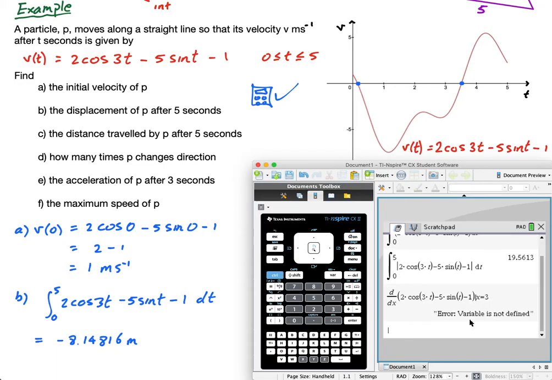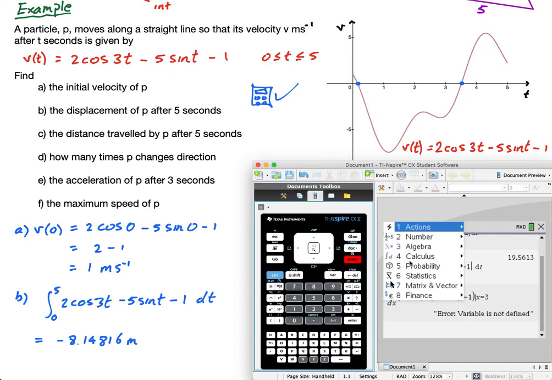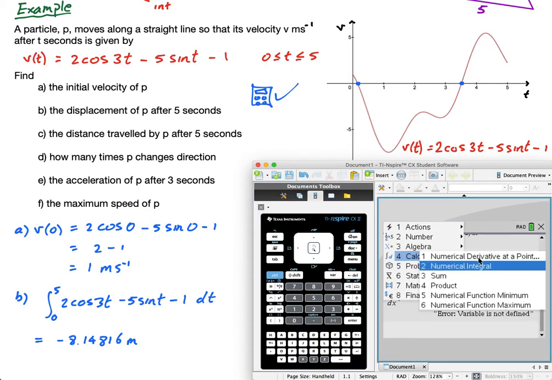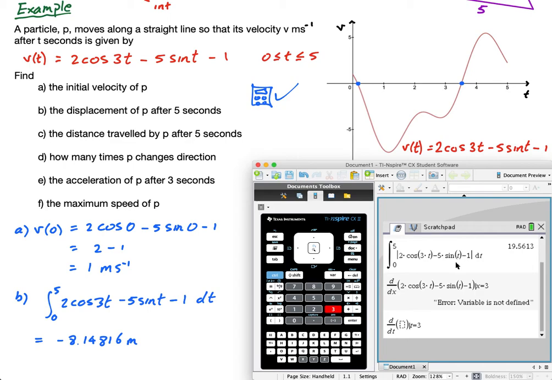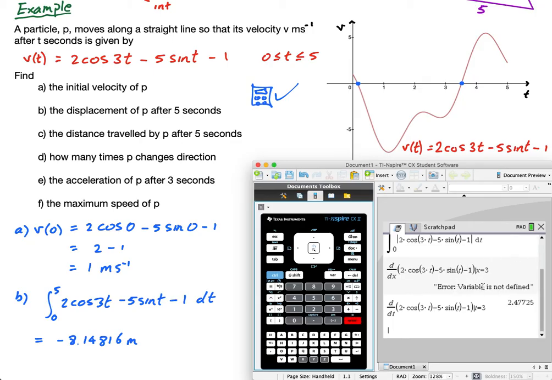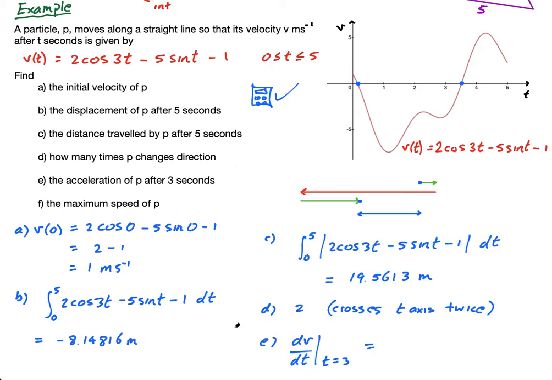Oops, I did something wrong. Okay, because I used t here, and the derivative is with x. All right, let me do that again. I need menu, calculus, numerical derivative at a point, x. Okay, well actually I could just use t there. The value is 3. Now do my paste, Control V, press enter, and I get 2.47725.